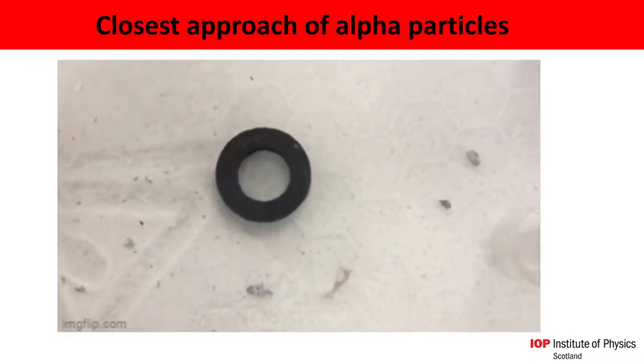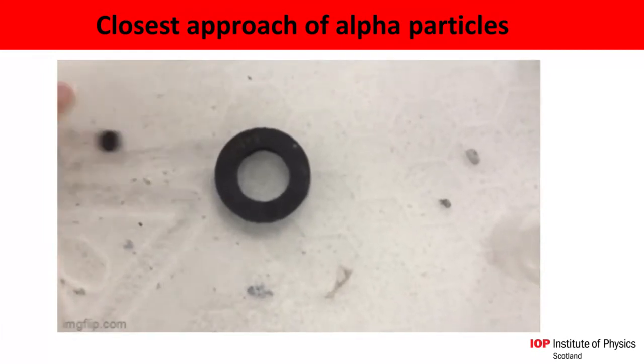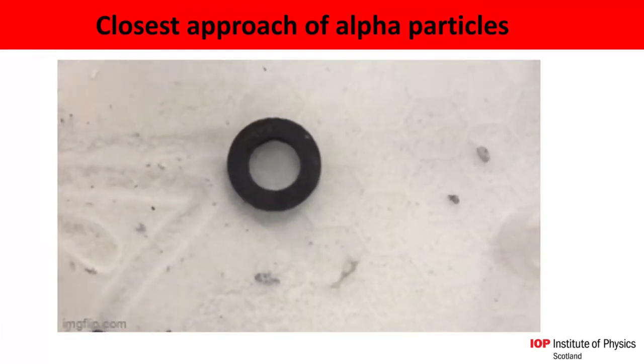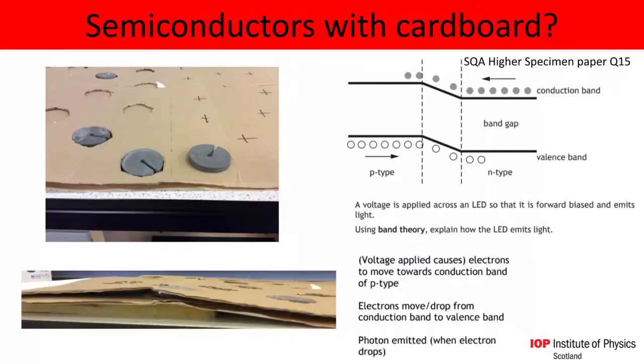Having alpha particles for closest approach, the idea that the kinetic energy converts into the potential energy at closest approach can be done with magnets and polystyrene beads quite successfully. And one which I've considered but never quite got the hang of is using cardboard with weights as electrons and holes in the valence band and conduction band.